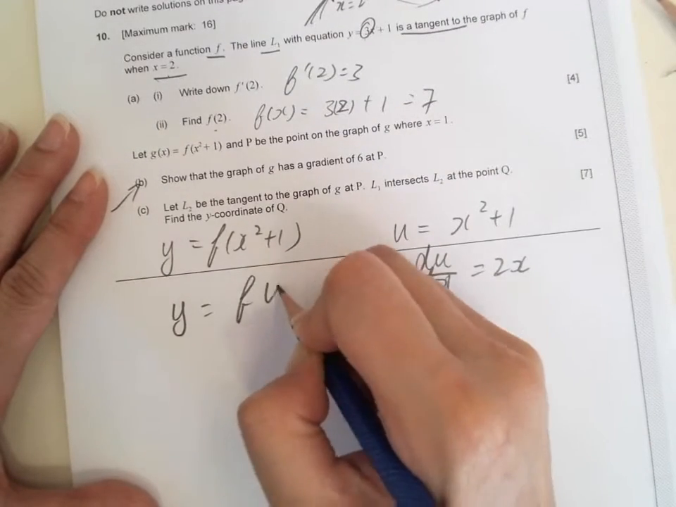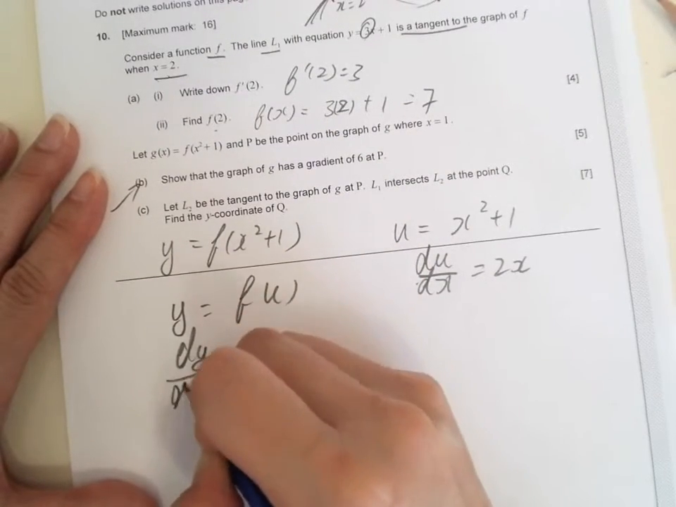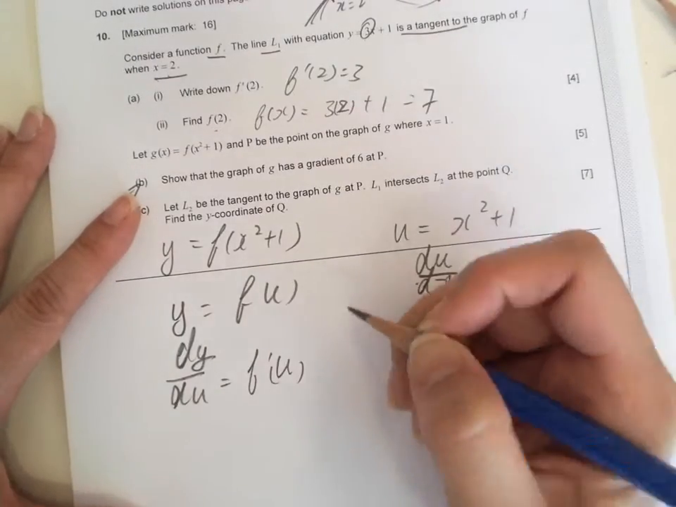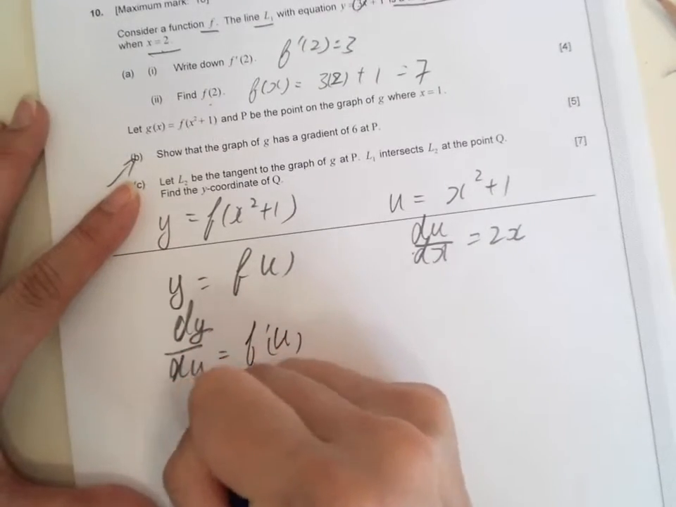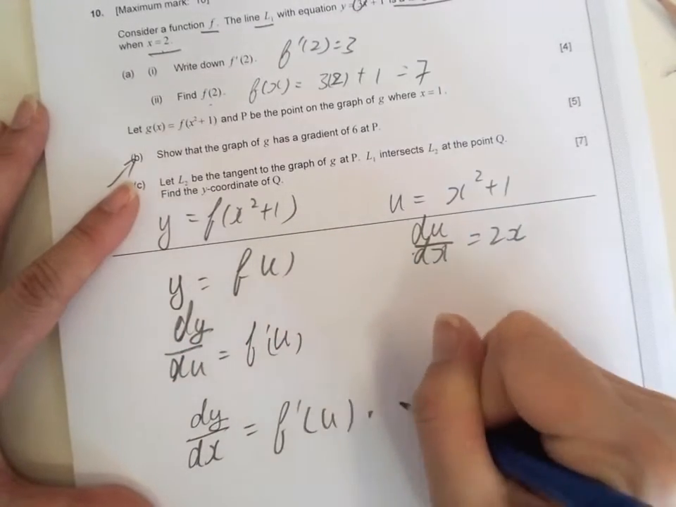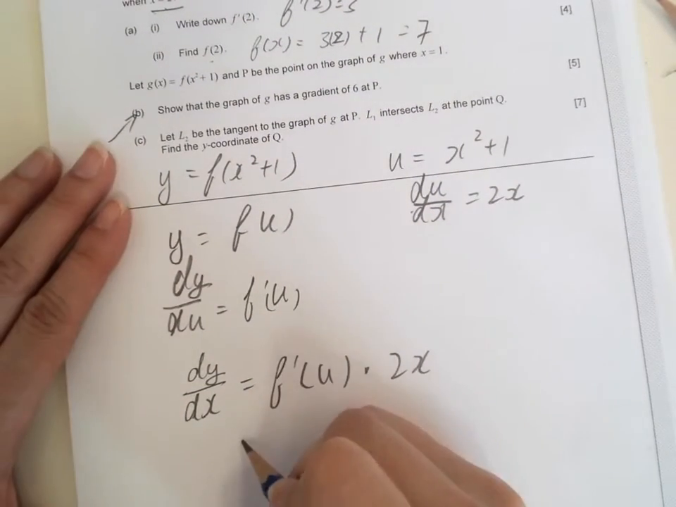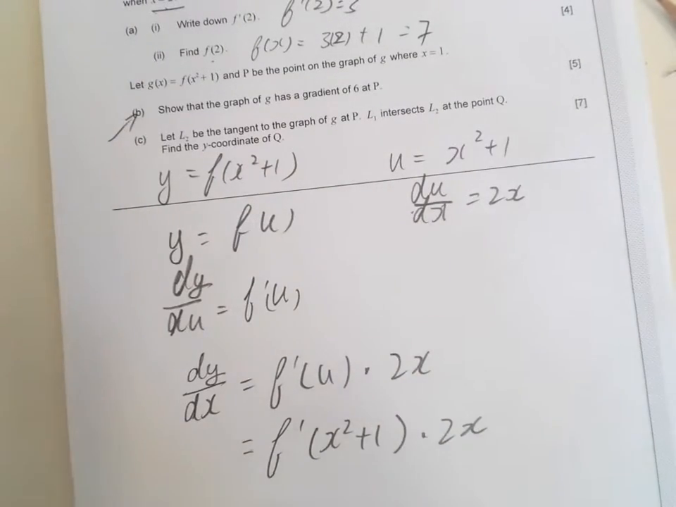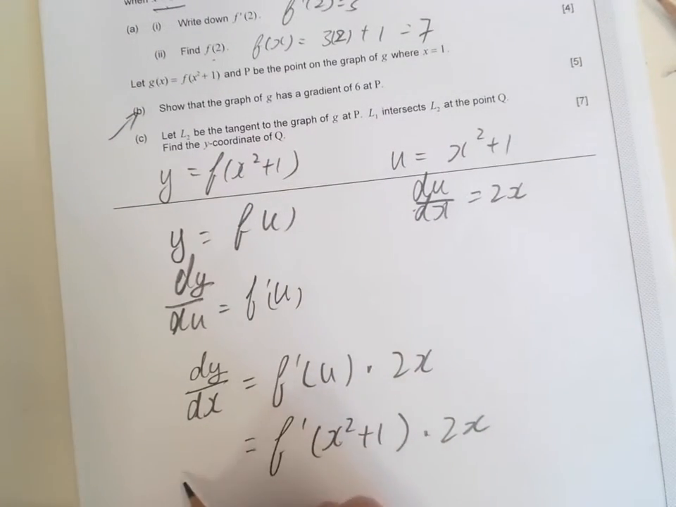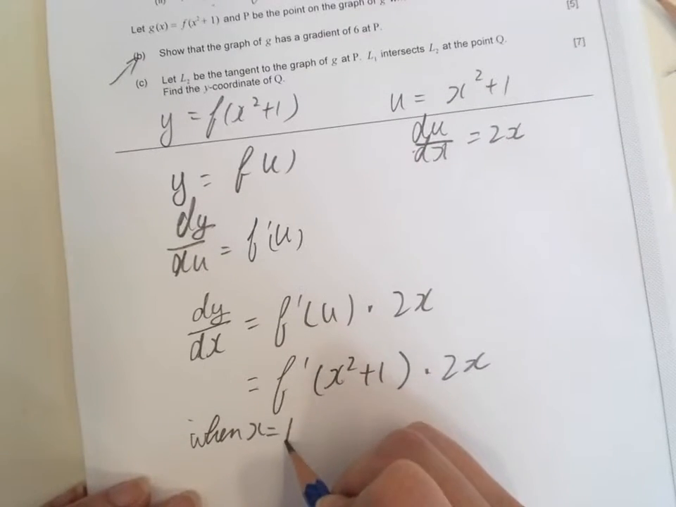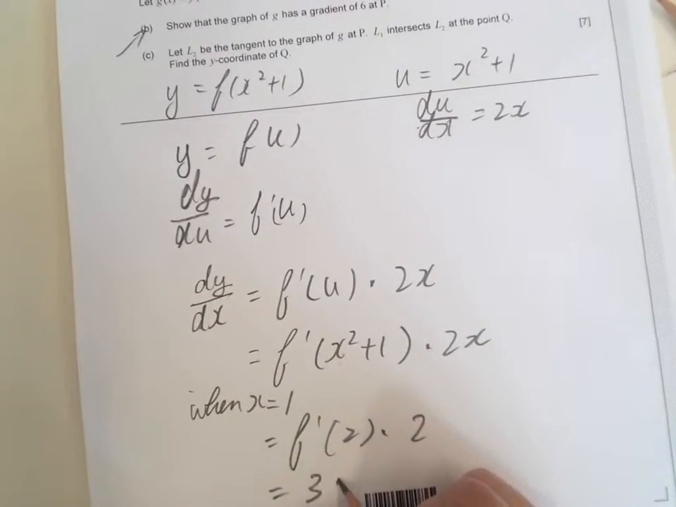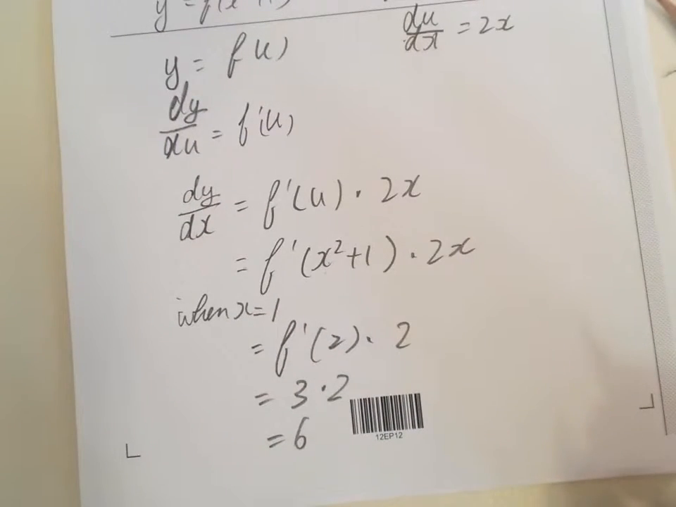Now y equals to f of u, so dy du should be equals to f dash u. Now dy dx should be equals to f dash u times 2x. Now we put everything back in there, so f dash of x squared plus 1 times 2x, right? Now x equals to 1, so when x equals to 1, that becomes f dash 2 times 2. So we got 3 times 2 gives us 6. Wow, I'm amazed.